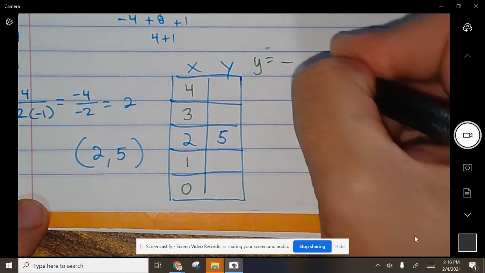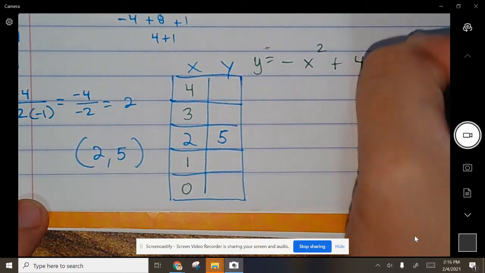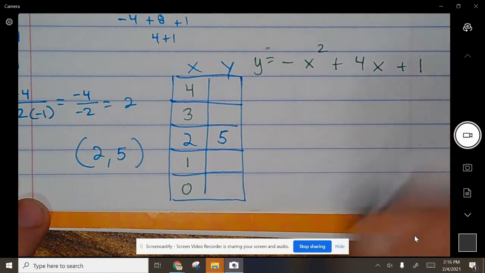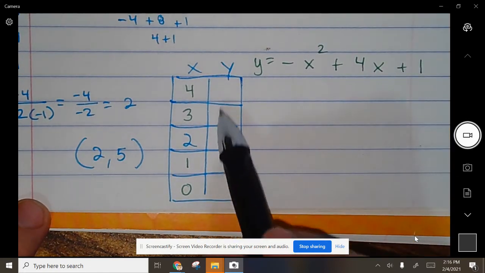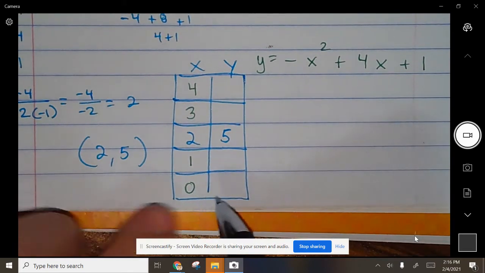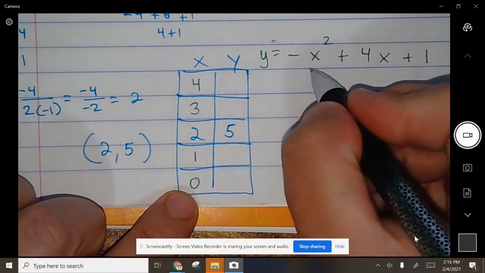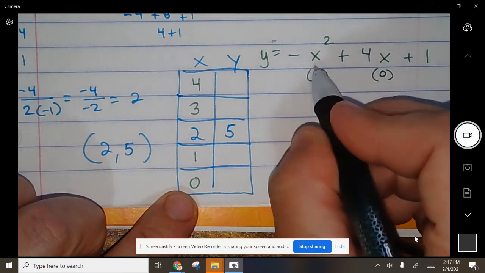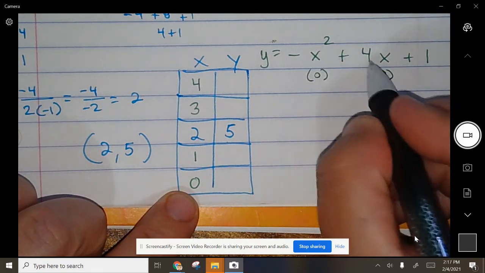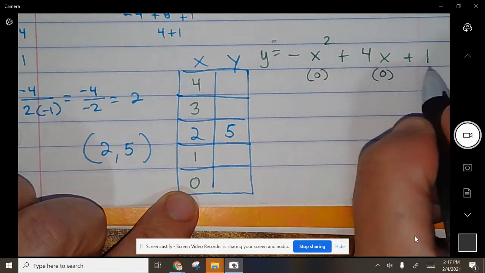Y equals negative x squared plus 4x plus 1. And remember, you only have to do 2 of these because the other 2 are going to be a mirror. So 0. Again, the easiest one is 0. If I plug in 0 here, 0 here is going to be 0. 0 here is going to be 0. So what's all left? Plus 1.